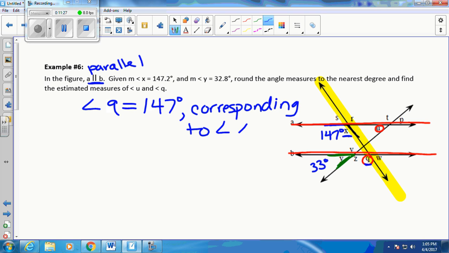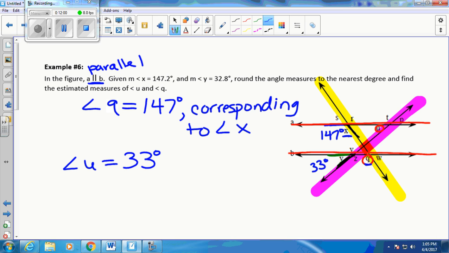to angle X. And then angle U, now I'm going to highlight angle U. I'm going to highlight the transversal that makes up angle U. And angle U now is on the left side of that purple transversal, and angle Y is also on the left side of that transversal, and they're both below the red lines, so again, they are also going to be corresponding. So U is going to be 33, because again, it's corresponding to angle Y.